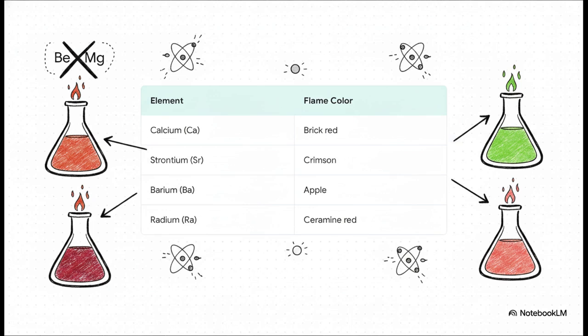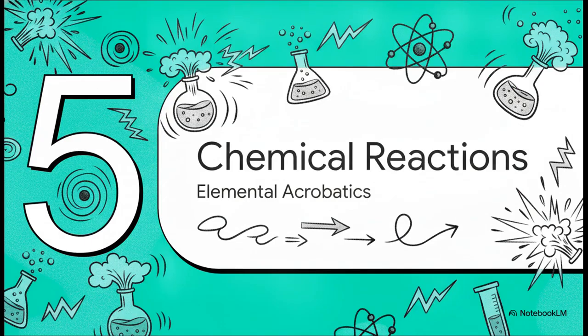Calcium gives off this striking brick red. Strontium burns a deep crimson. Barium shines an apple green, and radium creates a carmine red. It is worth noting, though, that chlorides of alkaline earth metals produce these colors with two notable exceptions, beryllium and magnesium. Their electrons are actually held just a little bit too tightly to perform this specific visible light trick in a standard flame. Section 5, Chemical Reactions in Action, Acrobatics of the Elements.